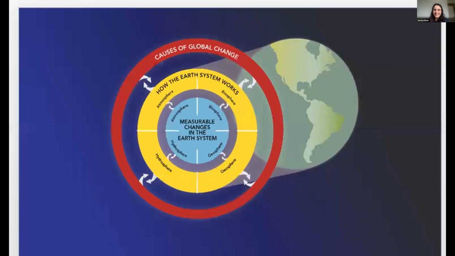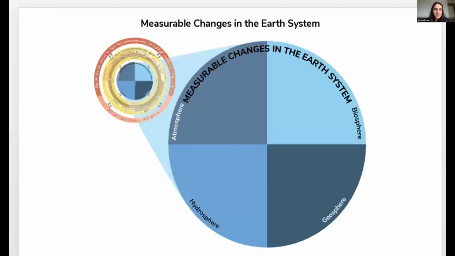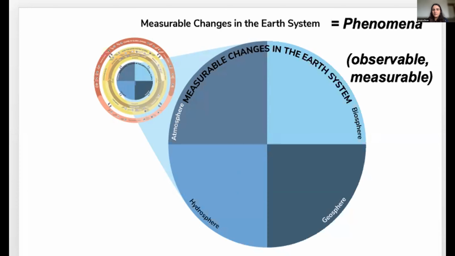So finally, I want to turn our attention to the center of this diagram. These are the measurable changes, right? This is our data and our evidence of how we know the world is changing and how much and how fast, right? That we can measure over time, either directly or indirectly through proxies and ways we can understand the deep past in deep time. But we've again divided this up into the 4 spheres: atmosphere, biosphere, hydrosphere, and geosphere.